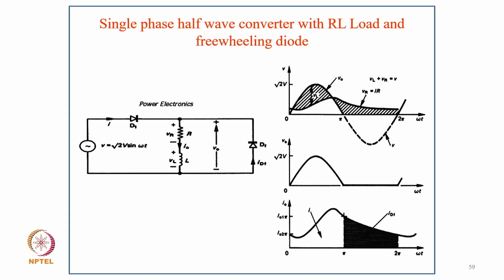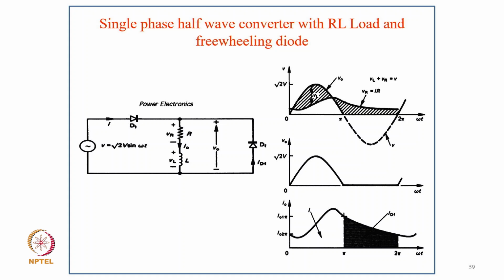Now coming to typically here single phase half wave with RL load and freewheeling diode. So putting a freewheeling diode across the input diode, this does not allow the negative voltage to appear, but whatever energy is stored in the inductor remains circulating, and the current remains continuous, as you can see in the last waveform.